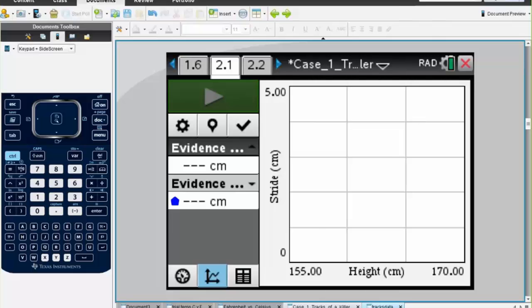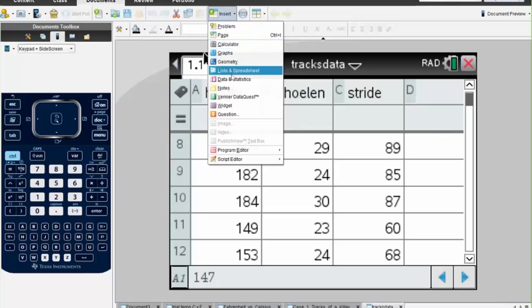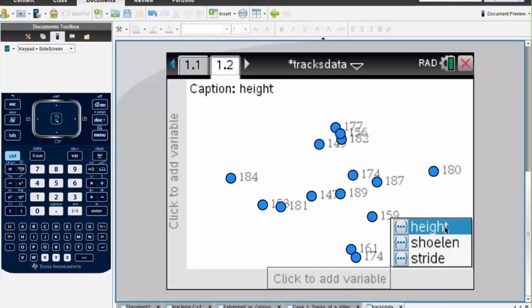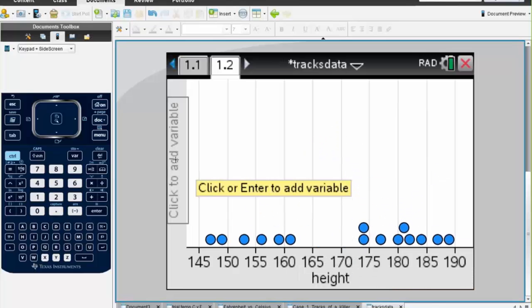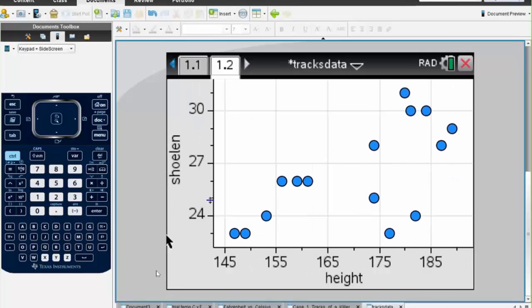versus stride length. If you're just doing a normal lists and spreadsheets, then you are going to insert a page that is a data and statistics, and down the bottom I'm going to put height. On my vertical axis I will put shoe length, and then you can talk about, is there a relationship here, and why might we have this group down here that seems to be way off.